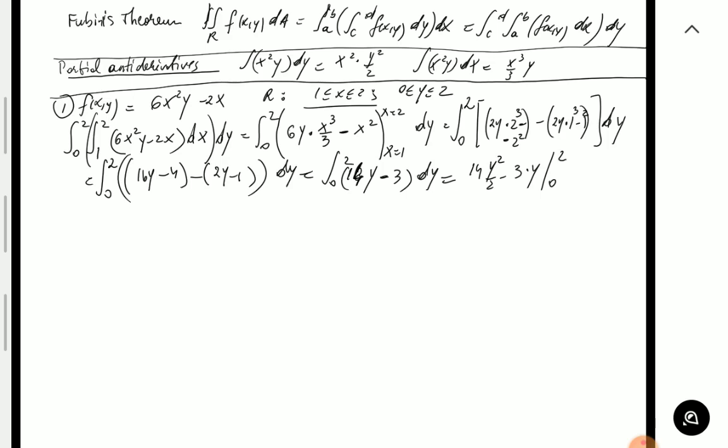So we're going to have 7 times 2 squared minus 3 times 2, minus the quantity 7 times 0 squared minus 3 times 0. That's 28 minus 6, which makes it 22.